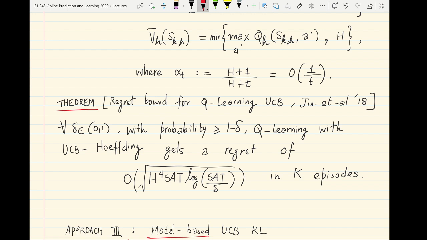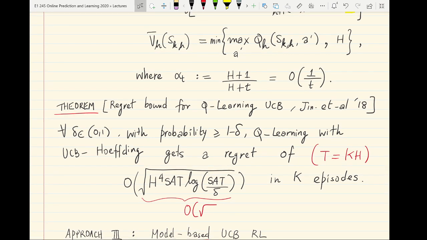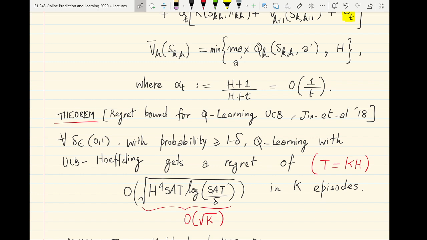Okay, so the key takeaway here is that this is order square root K, so square root T, and since T is equal to KH, T is the total number of time steps or decision rounds elapsed in K episodes, which is naturally the number of episodes K times the number of time steps per episode small h, and this is order square root T, which is order square root K. So the total cumulative regret of Q-learning with UCB Hoeffding scales only sublinearly in the number of episodes taken to learn, which is an indication of the fact that the algorithm is not exploring more often than required.